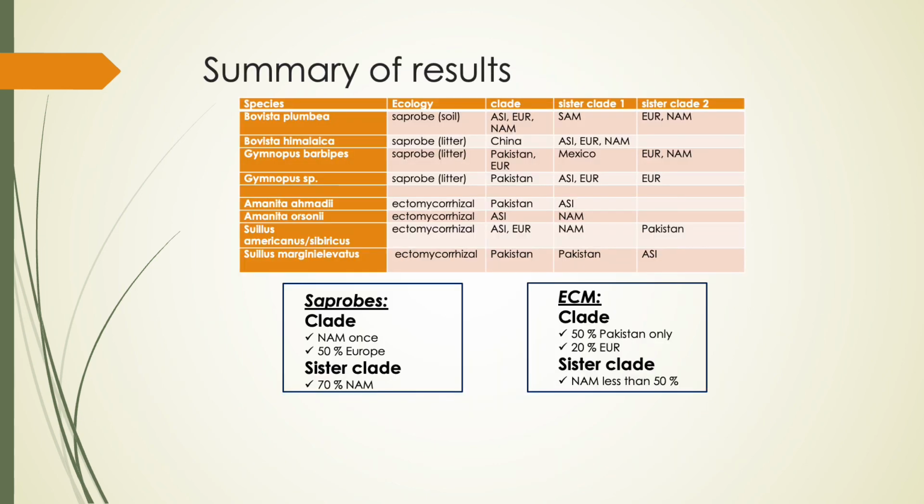So overall, when we put together our results, we saw that in the case of saprobes, the major clade has North American occurrence just once, while 50% of the time we have presence of European taxa. On the other hand, the ECM clade is 50% Pakistan only and has 20% European representation. Additionally, the sister clade has 70% North American representation in saprobes and less than 50% in the case of ECM genera.